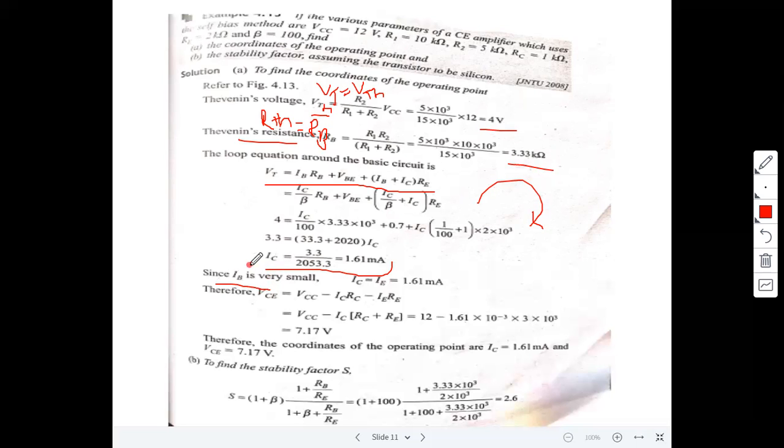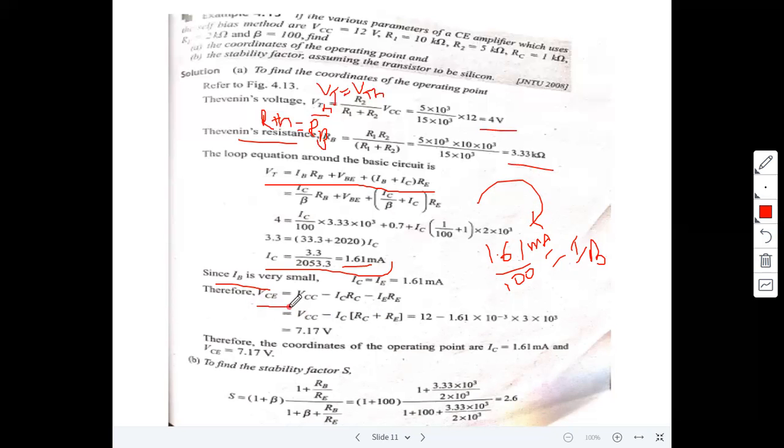Otherwise, we may calculate IB is equal to IC by beta. Beta is equal to 100 here, so 1.61 milliampere by 100. That is the IB current, very small.